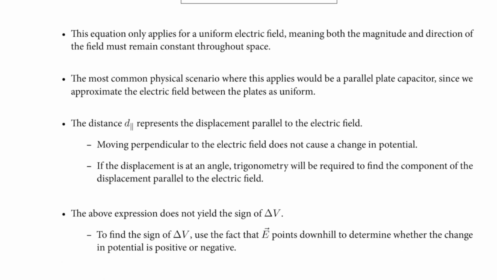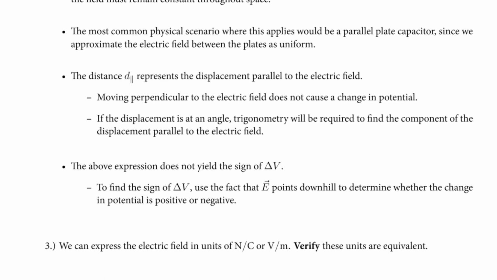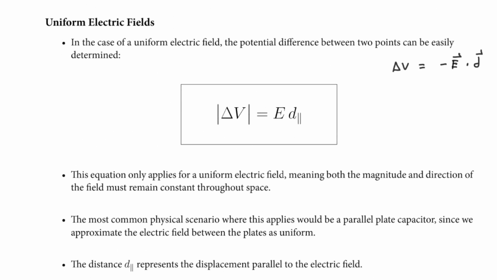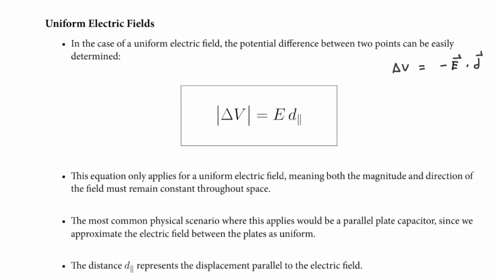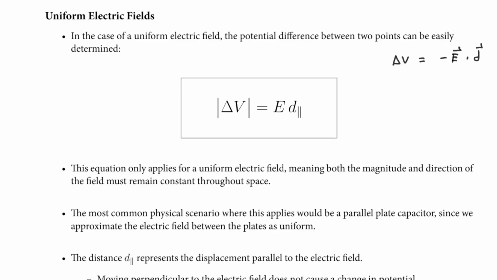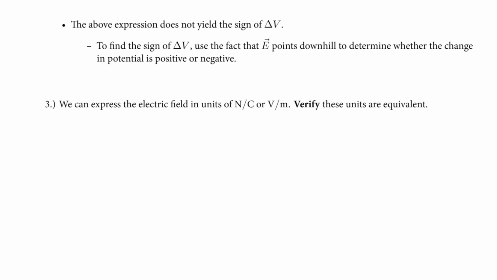And since E points downhill, if you're moving perpendicular to E, that's neither uphill nor downhill, so that's why there's a parallel in the formula. So if you are walking at an angle, use trigonometry to find the part that's either entirely with the field or entirely against it. So again, you do have to figure out the sign yourself of delta V. I just look at the E field. And if you're going downhill, that's going to be a negative potential, which means the E field points that way, because E field points downhill.